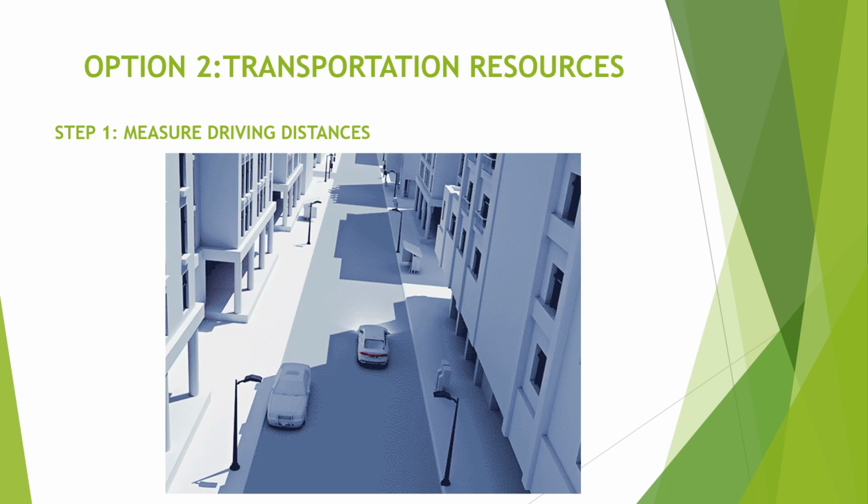Option 2 is transportation and resources. Step 1 is to measure the driving distance from the project site to any transportation resources. Plot the driving routes from the project site to any applicable transportation resource on the map as mentioned in the credit criteria. Indicate all the driving distances to each resource.